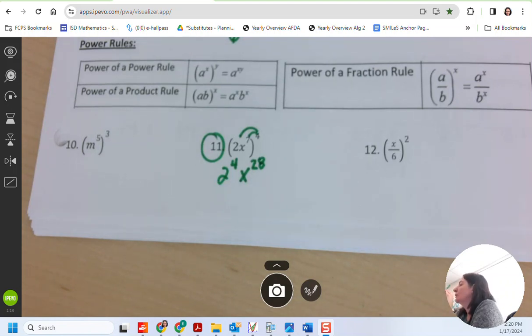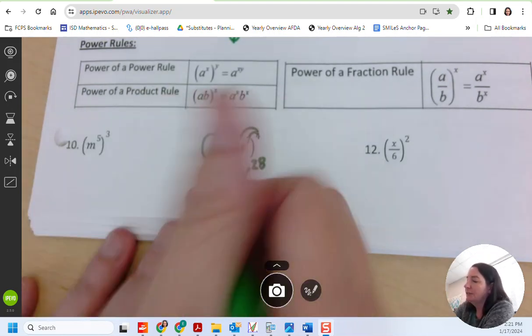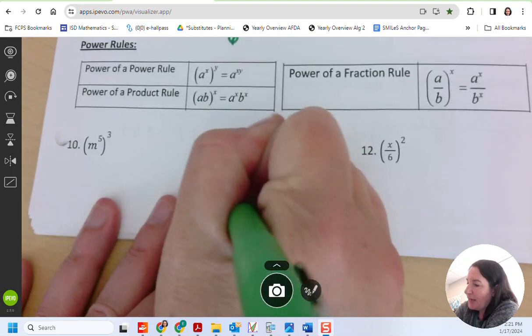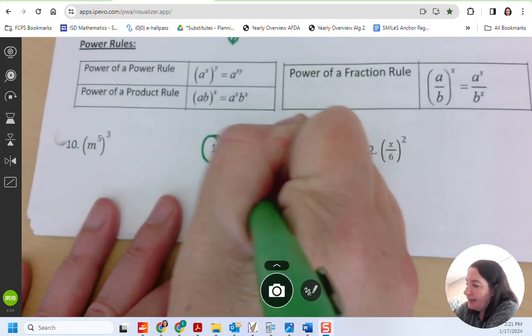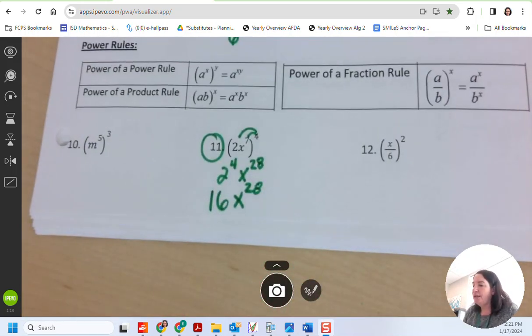2 to the 4. What do you guys think? I have 2 votes for 16. Anybody else think 16? Yeah, good. 2 times 2 is 4, times 2 is 8, times 2 is 16. So this is going to give me 16x to the 28. All right, so go ahead and do 10 and 12.